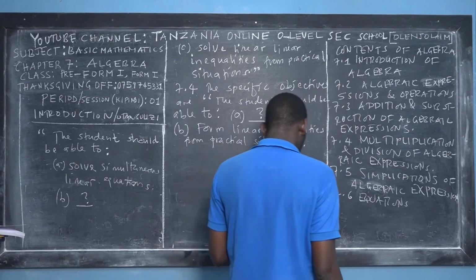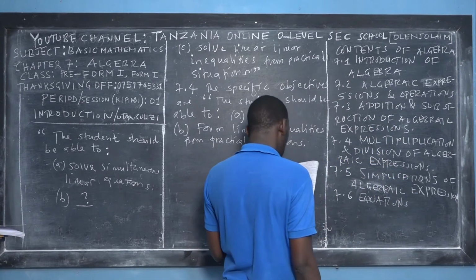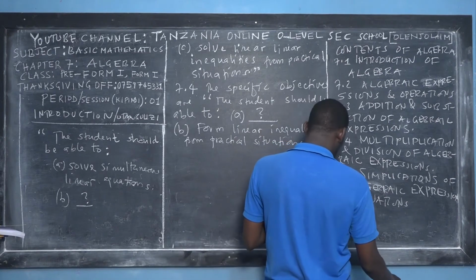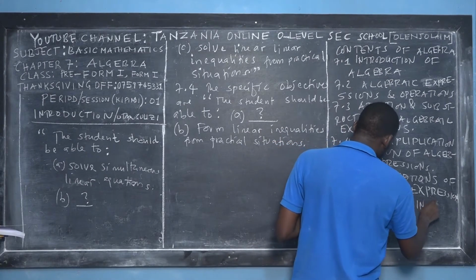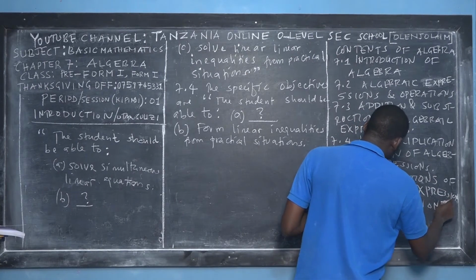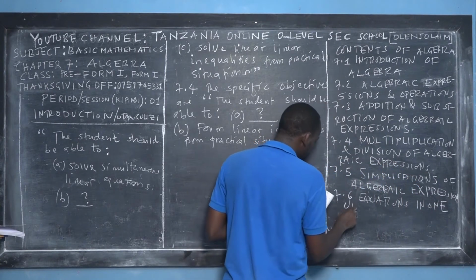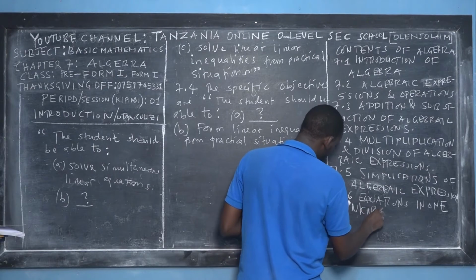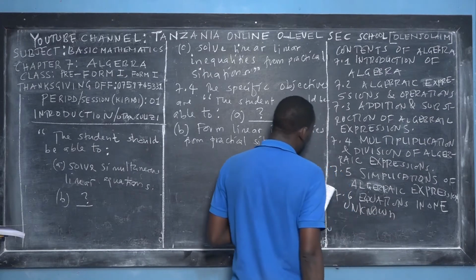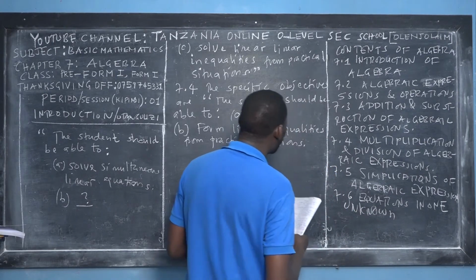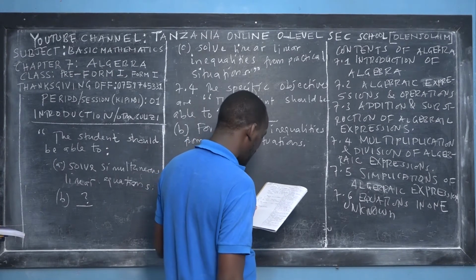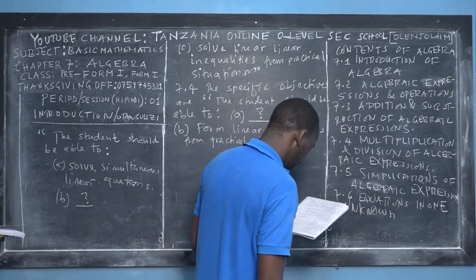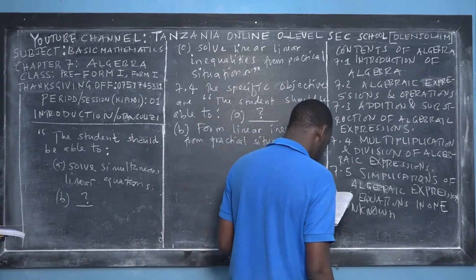So 7.6, you say that I will teach you about equations in one unknown. We used to call them linear. You'll be drawing a lot, thinking and guessing. It's surprising. Equations in one unknown.